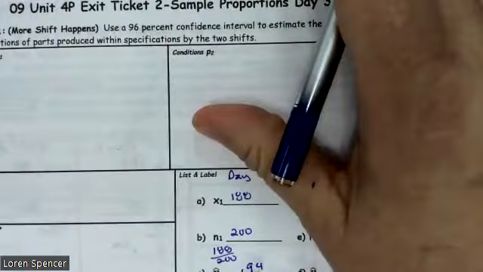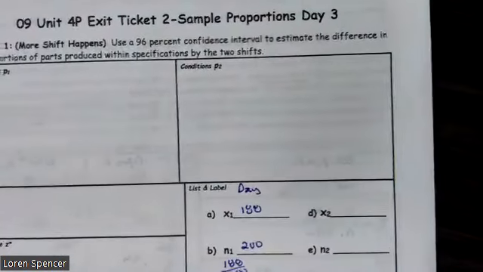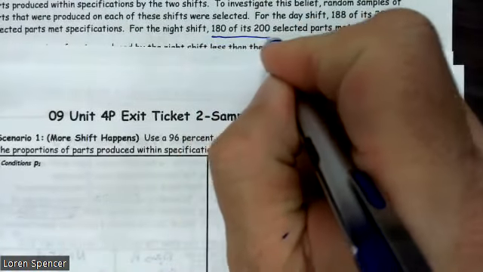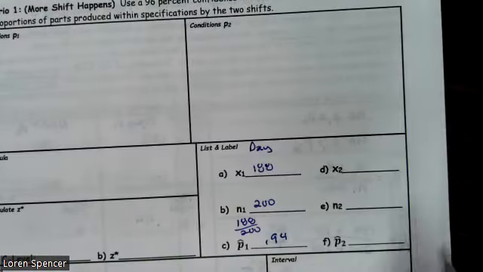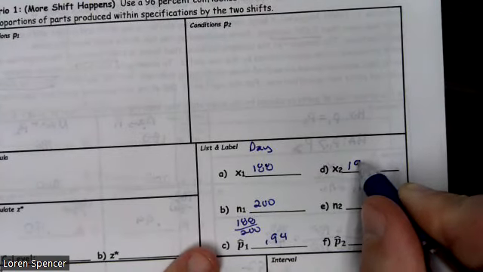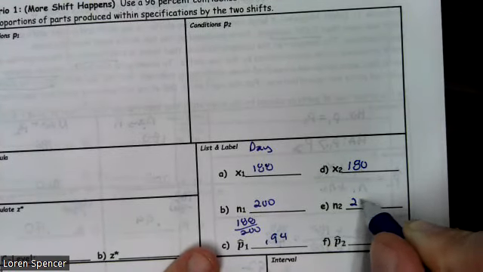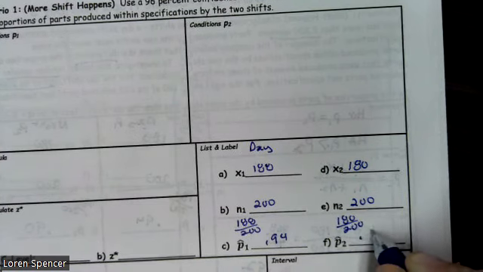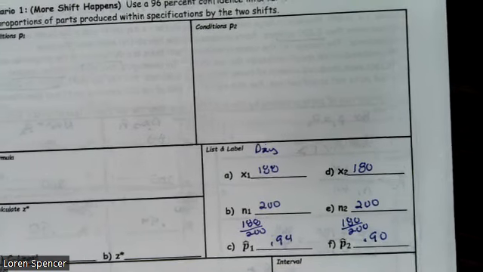And for the night shift, and by the way, I'm going through this fast, and you can watch the other video to get more information. For the night shift, it was 180 out of 200. So 180 out of 200. And when I divide that out, I'm going to get 90%. All right. So that's my difference.